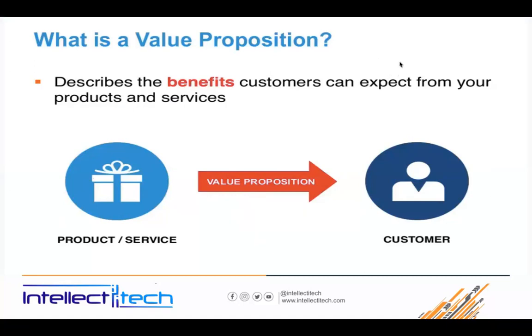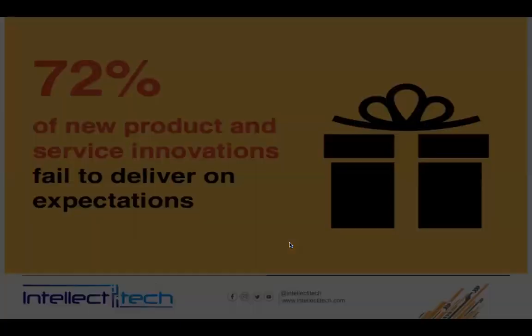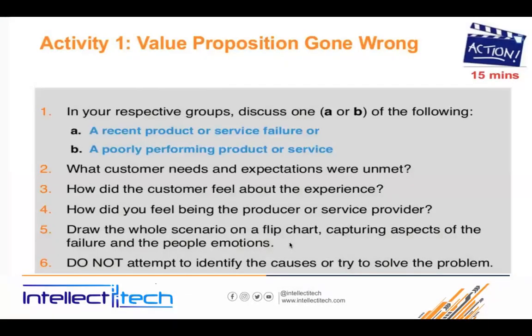So this is the algorithm for the value proposition canvas. Now, 72% of new product and service innovations fail to deliver on expectation. Yes, they fail because they don't understand the value proposition and what the customer thinks. So, activity: value proposition gone wrong. In your respective groups, discuss.